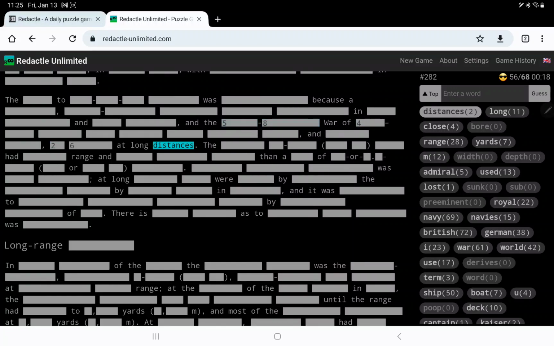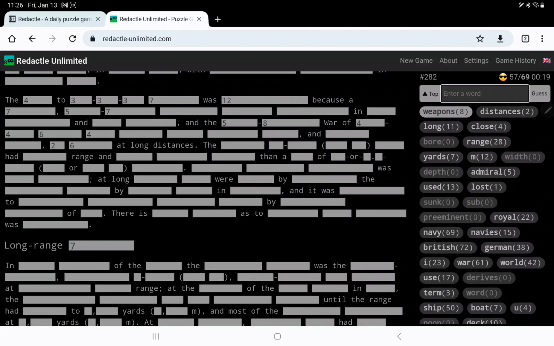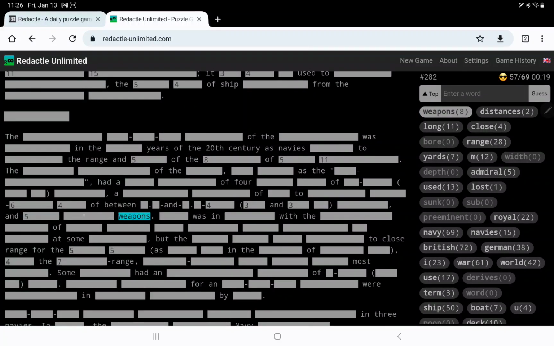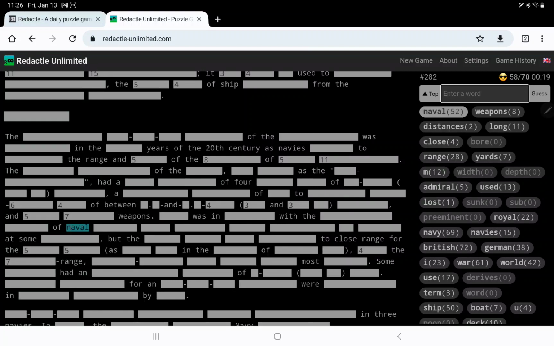The War of 4 and the something War of 4-4. Oh, here we have the 3-3 again. The something to 3337 was 12. Long range weapons. No, long range. Well, we do have weapons. Let's look at those. And 5-7 weapons. How about naval? We do have naval, 52 of them.